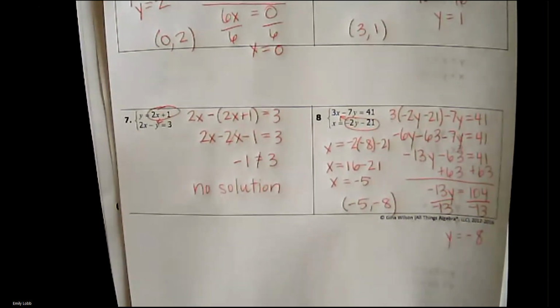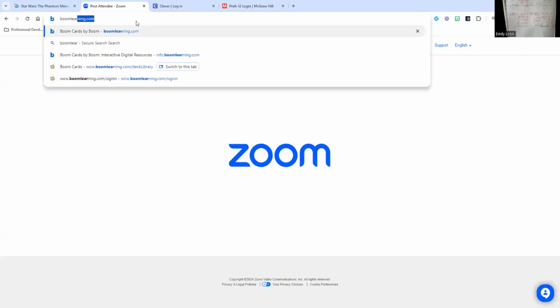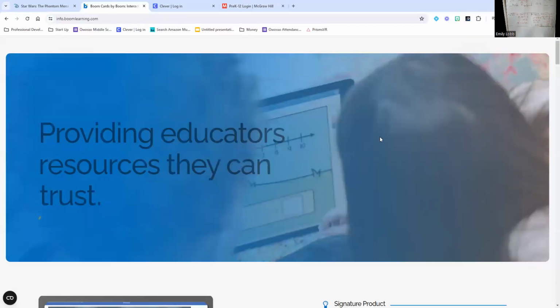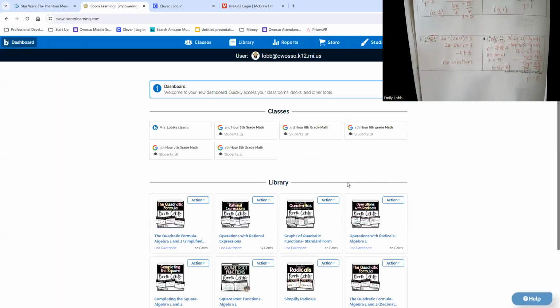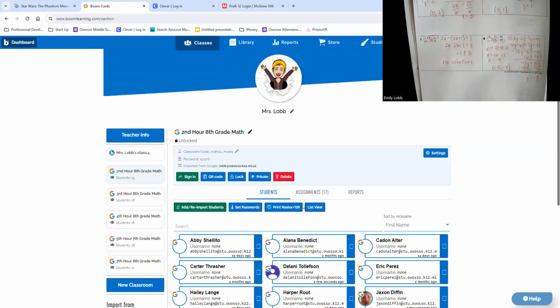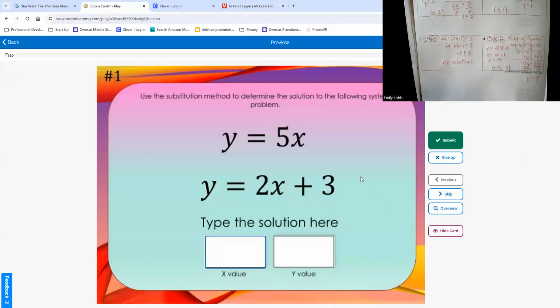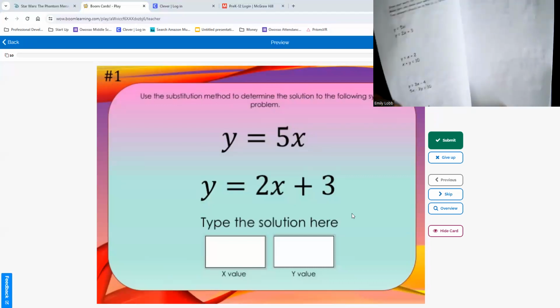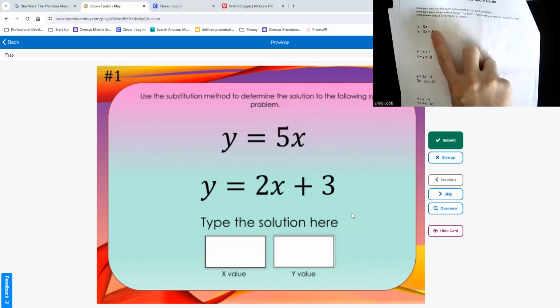Oh, let me share screens before I do that. So when you go to boomlearning.com, if we look at second hour assignments, this system's substitution method is what we're looking at. And what's nice is these all have been written out for you to show your work. So number 1 should look just like this.